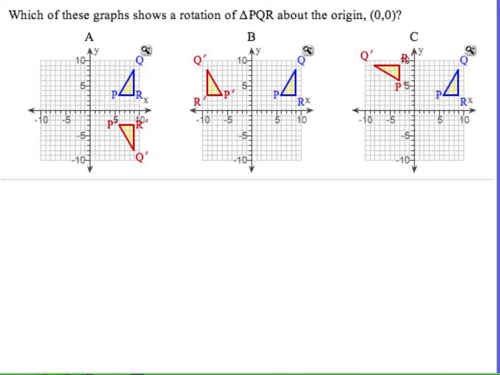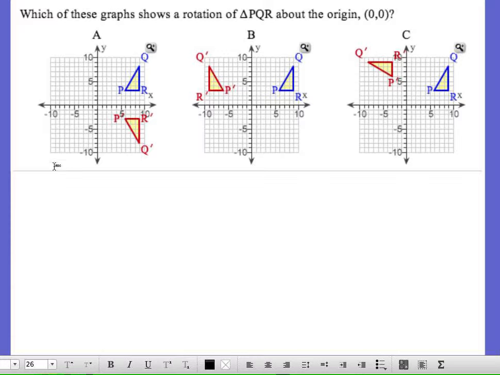Again, they're asking which of these shows a rotation about the origin. Again, we're going to do one better. We're going to tell what each of these are. This one's a reflection, specifically over the x-axis.